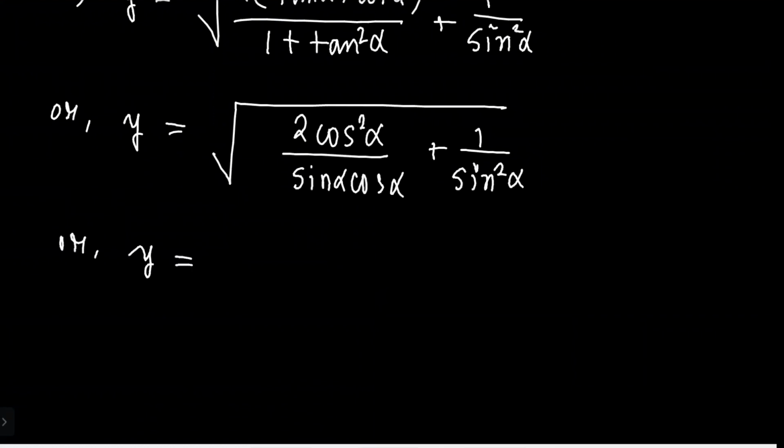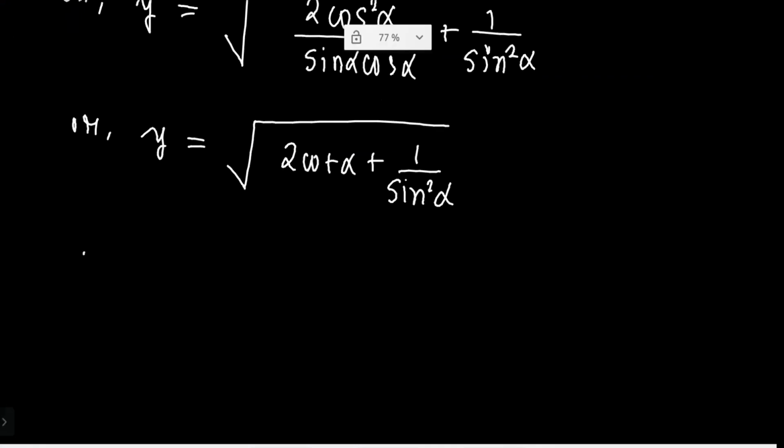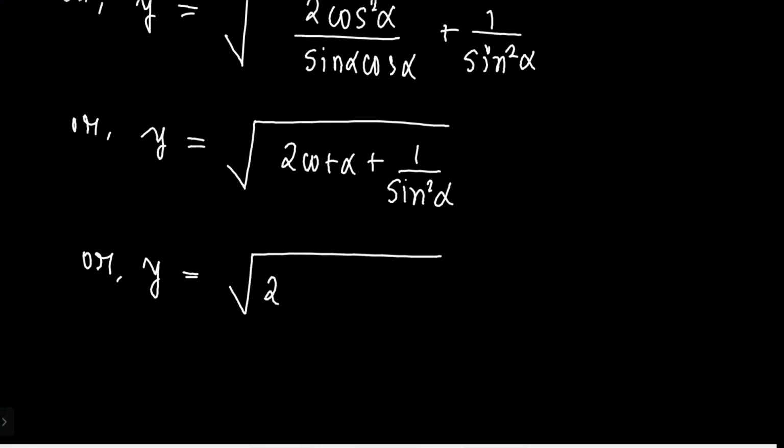Now y will be equal to, since in the numerator it is cos square and in the denominator it is cos, so we can write 2 cot alpha plus 1 by sine square alpha. Now 1 by sine square alpha can be written as cosec square alpha. Okay. Cot alpha plus cosec square alpha.